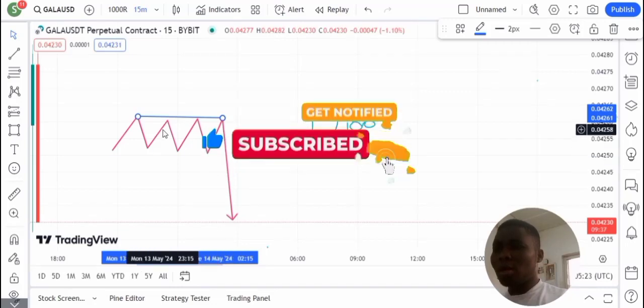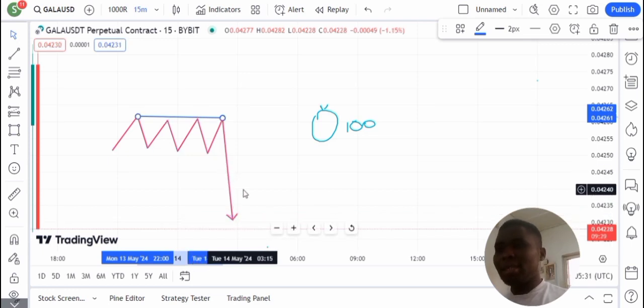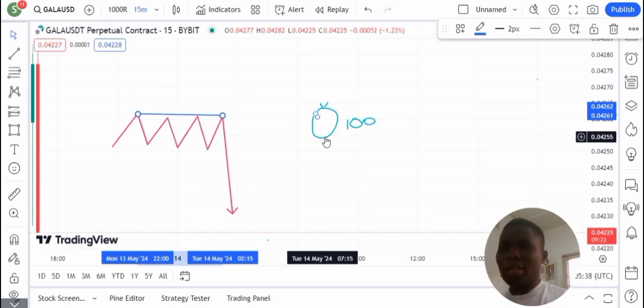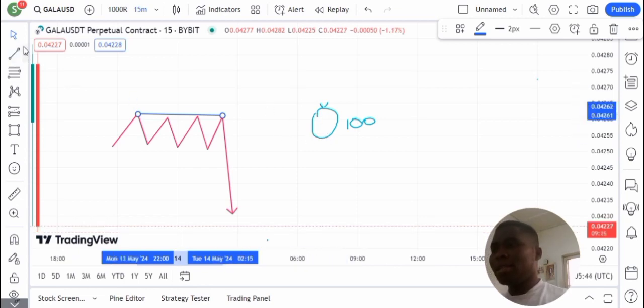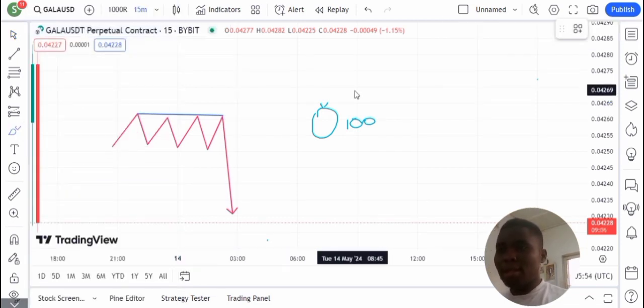Yes, so this is what they call a balance price action, while this long candle here is what they call an imbalance. Now let's do a little experiment. Let's say you have an orange that you are selling for $500, and along the line the orange loses its value to, let me say, $100. Yes, look at this sketch here. I drew an orange and I drew a price tag.